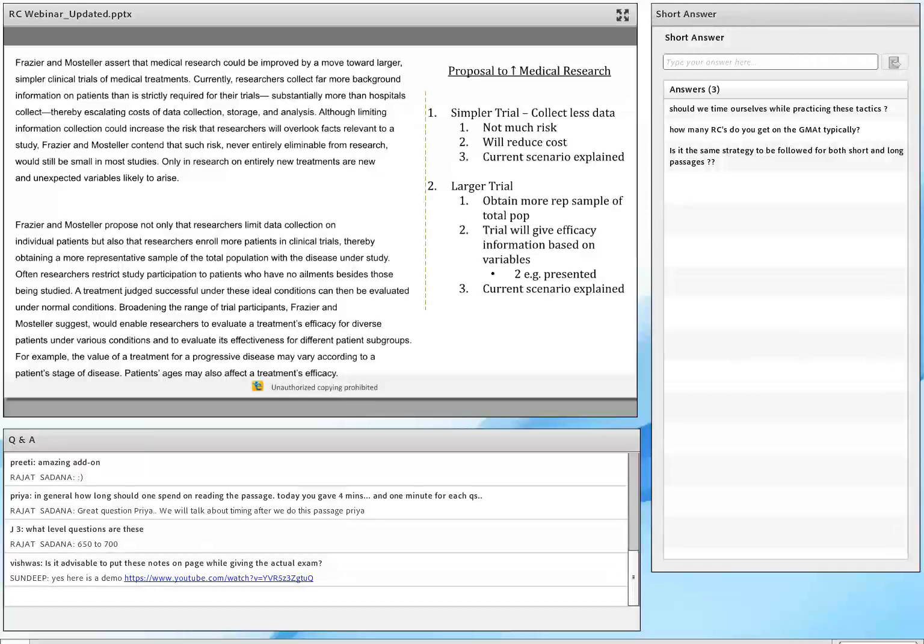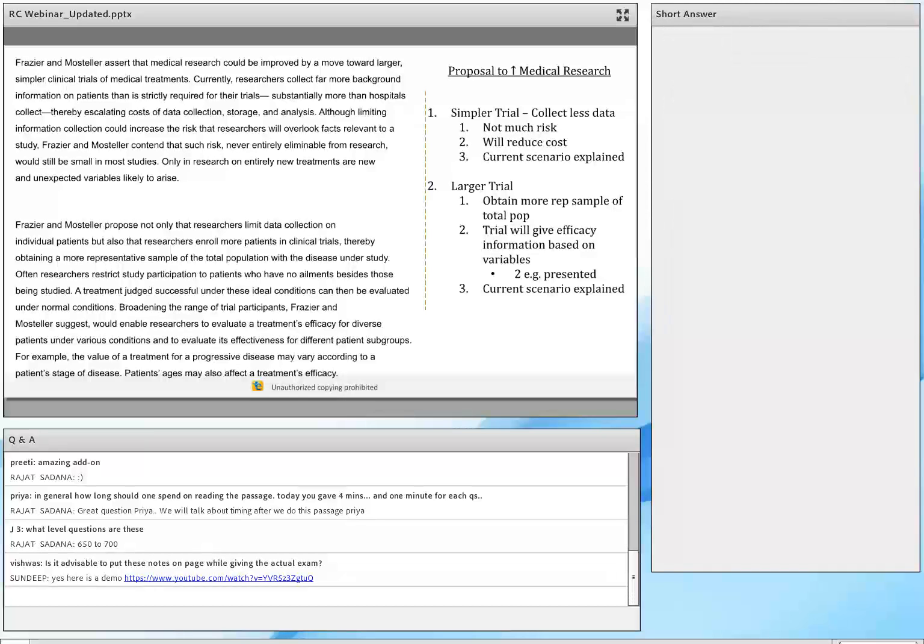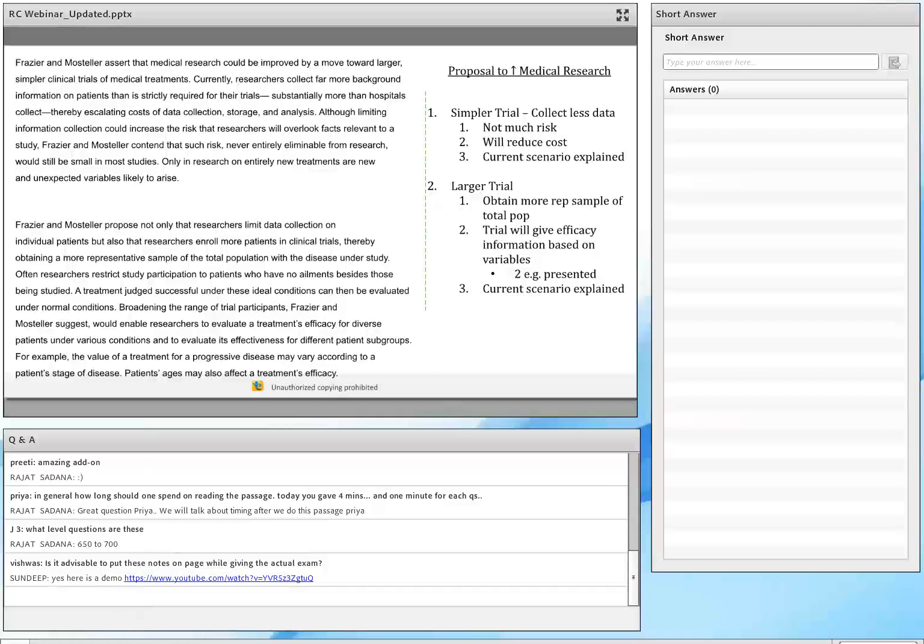Okay, so let's look at what's going on in the passage. Guys, let's not go towards general RC. Once we do that, we're going to forget this passage. So I'm going to clear those questions over here. In the first paragraph, the author talks about the proposal for simpler trials.